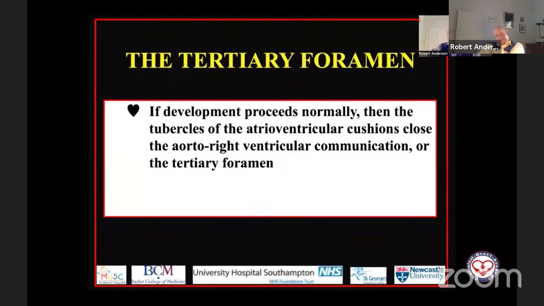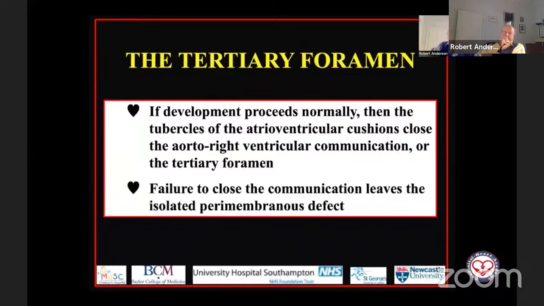So now we are in a position to see what happens if development proceeds normally, such that the tubercles of the atrioventricular cushions are able to close that aorto-right ventricular communication, which we can also call the tertiary foramen. And what I'm going to show you is that it is failure to close this communication that leaves the isolated perimembranous defect. But we also need to look at the components that close the tertiary interventricular communication, or the aorto-right ventricular communication.